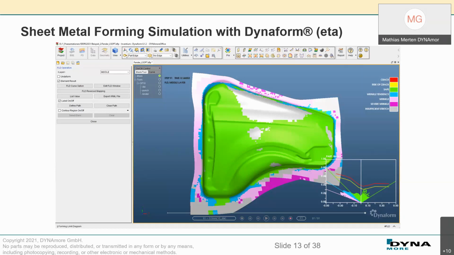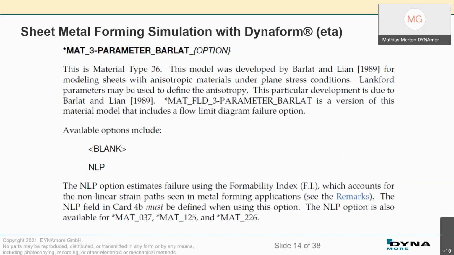The other criterion we choose for this process is the Formability Index. You remember I told you that we activated it inside the material library, and this option activates, for several material cards in LS-DYNA, the so-called NLP option. So we have a MAT36, or 3-parameter Barlat, used, and this material has the option NLP, which is this one. And this activates the calculation of the formability index.